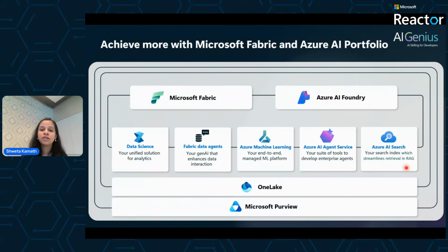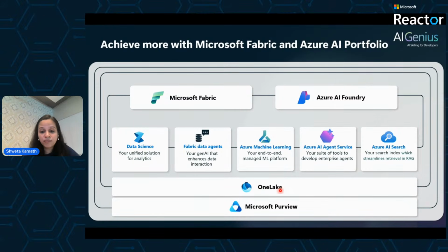RAG, to put it very simply, is the grounding of your data. Whenever an AI agent responds to something, you ensure that it is aware of your organizational context. That's what RAG means. And like we earlier discussed, AI Search is a good application to consider for RAG.